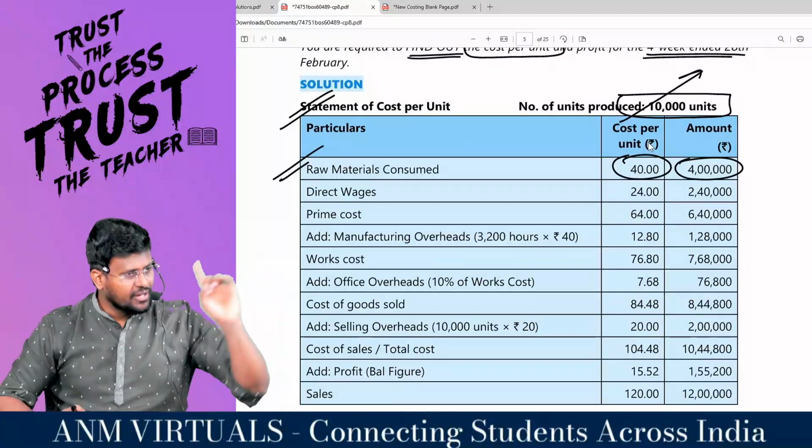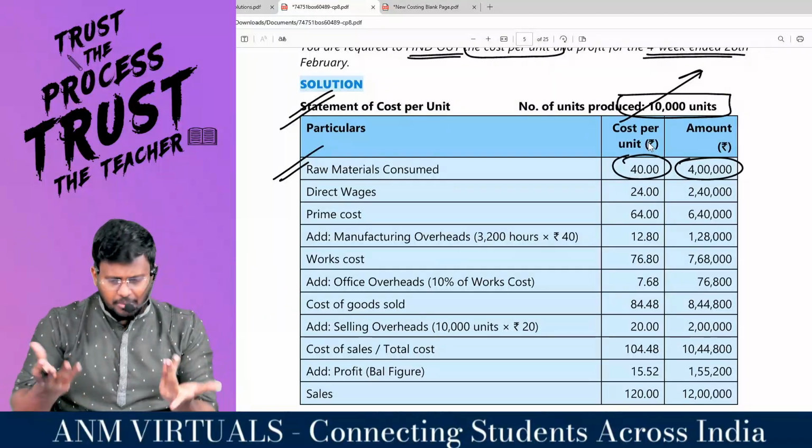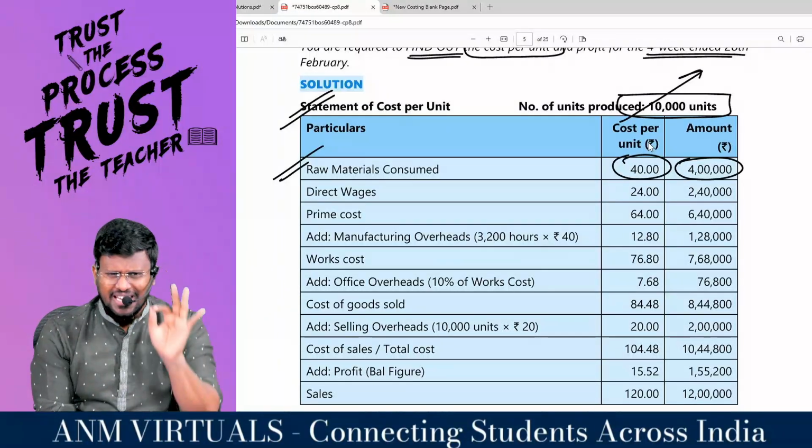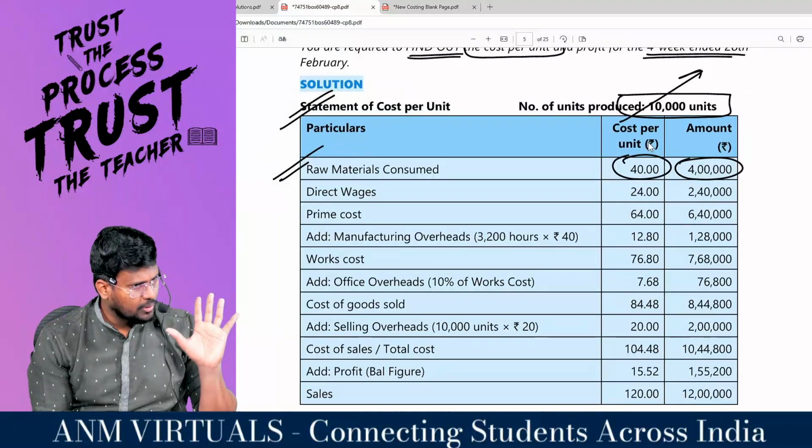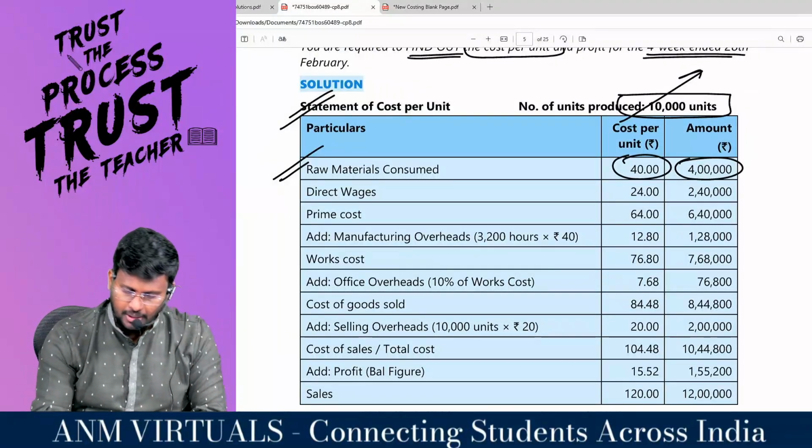Even on the day before the examination, you can solve this, because I am not going to teach any new concept except the EBQ concept, economic batch quantity. I will come to it at the appropriate time.